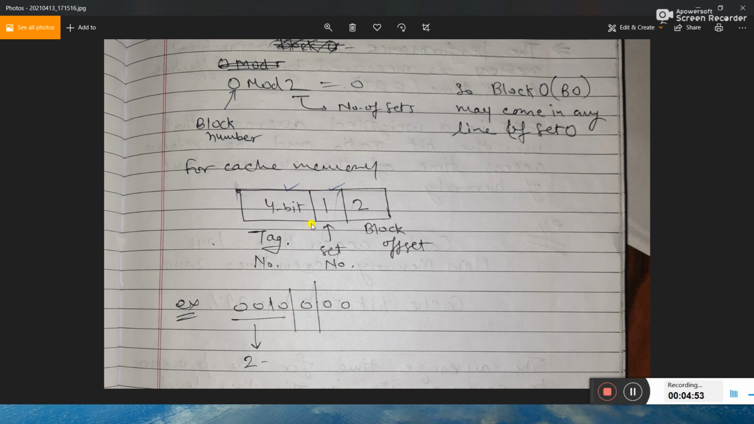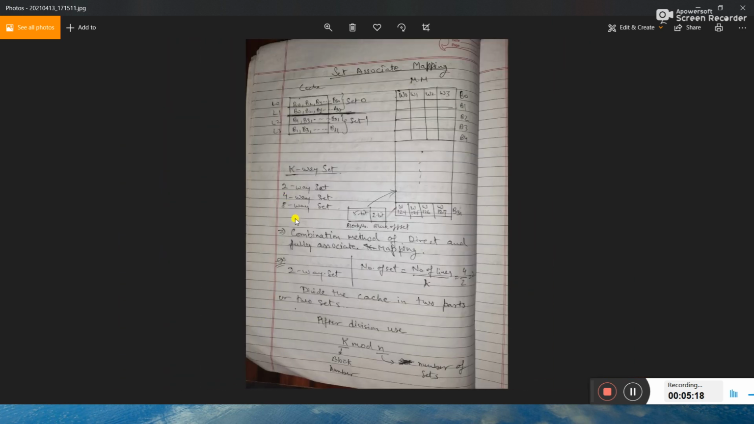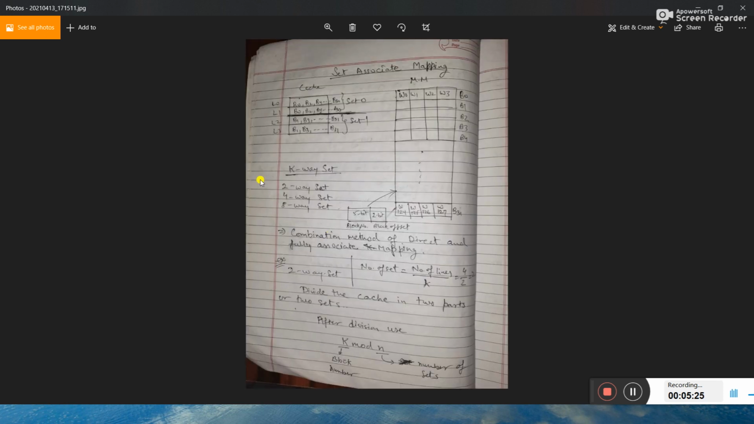In set associative, you have the tag number, the set number, and then the block offset. For example, you define a tag number such as 0010, then set 0, and then 00. The meaning is that you will move into set 0. Next is the tag number, since I may provide any line to any of those blocks.